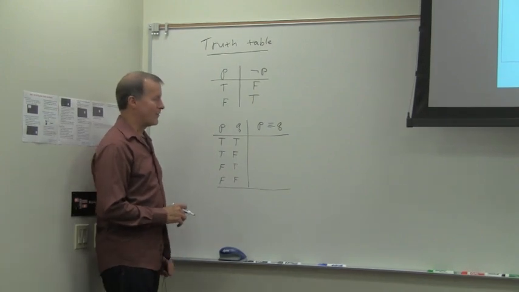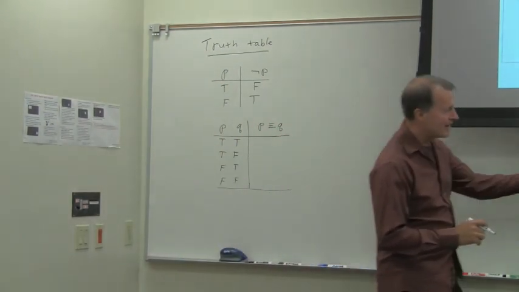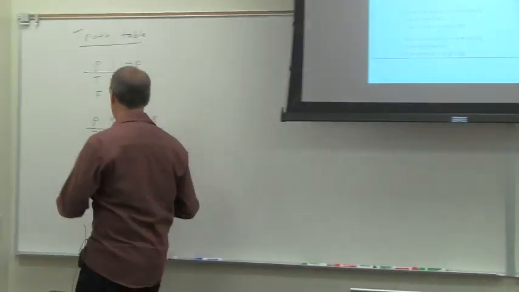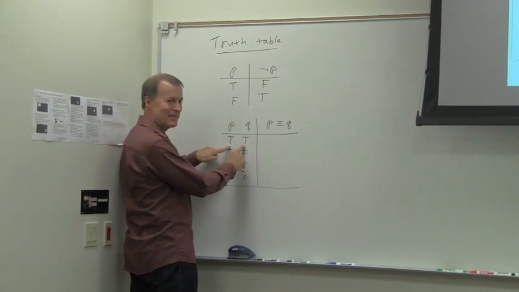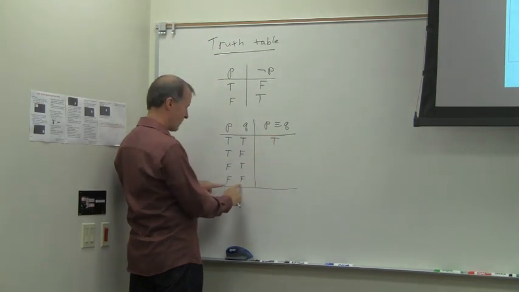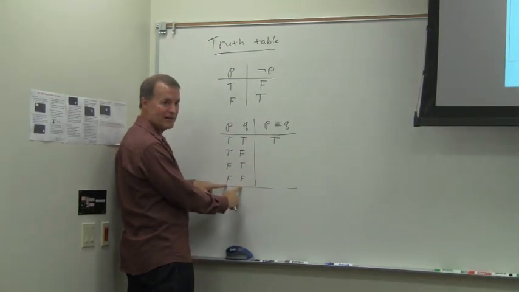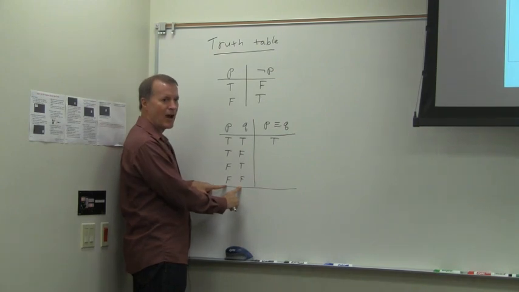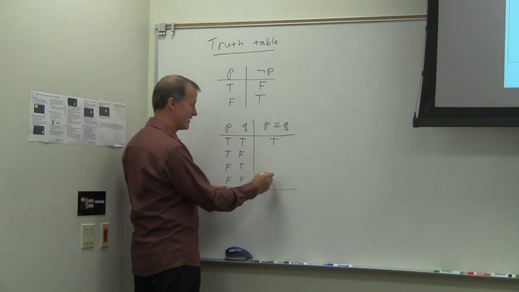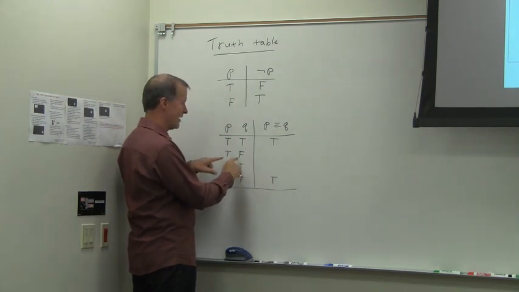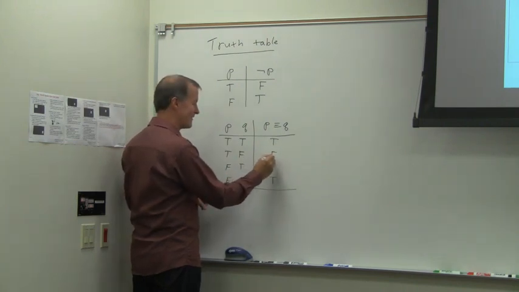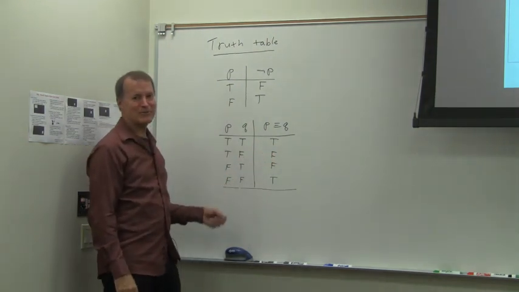All right. Now, what do you suppose this is? Equivales or equals? Look, are P and Q the same? Yeah. So what do you think P equivales Q is? True. Are P and Q the same down here? Yes, they are the same. So this is what? True. Okay. Are these the same? No. Are these the same? No. All right. That's the truth table for equivales.